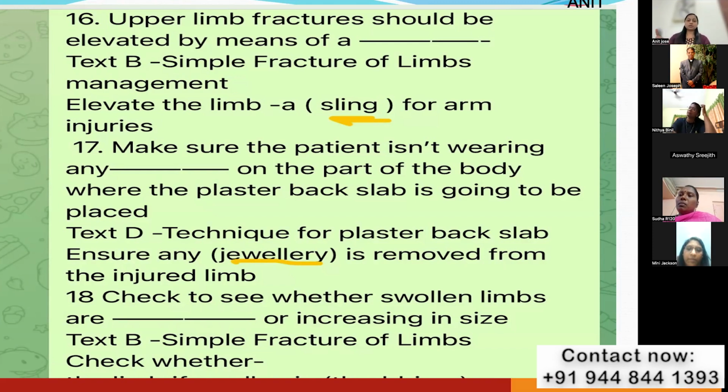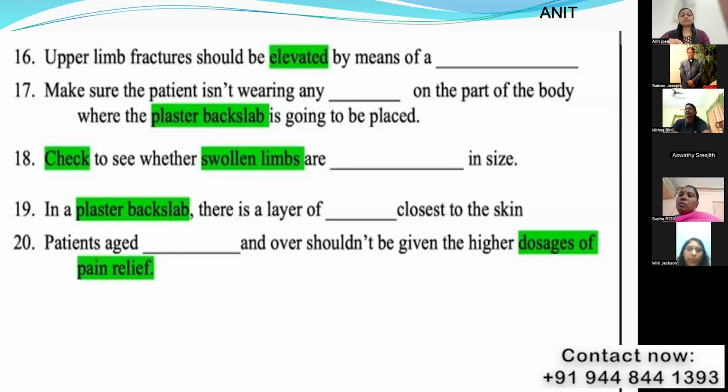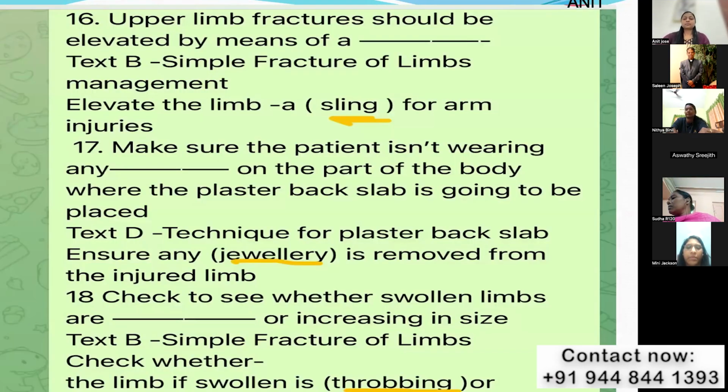Next question number 17. Make sure that patient is not wearing any dash on the part of the body where the plaster backslab is going to be placed. Here keywords are is not wearing and plaster backslab. Is not wearing is the negative expression used here. And we know that the plaster backslab comes from text D.